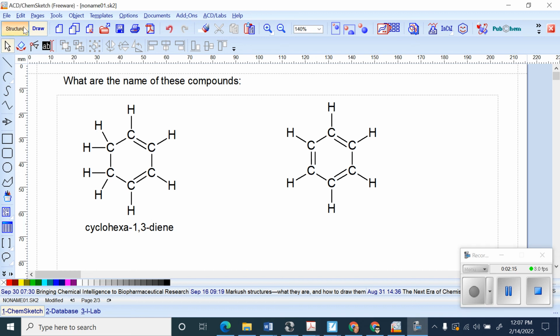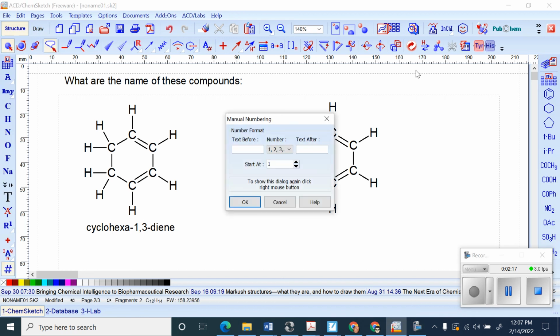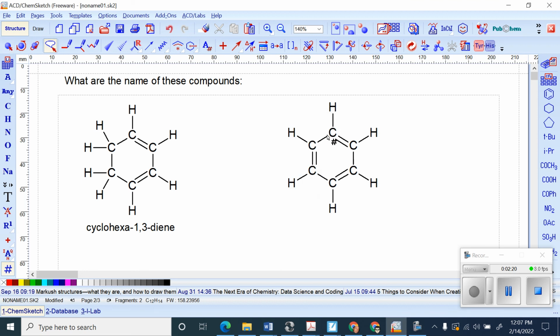Okay, so if we were using our rules, we would number our carbons: 1, 2, 3, 4, 5, 6. It looks like there is a double bond between the 1 and the 2 carbon, between the 3 and the 4 carbon, and between the 5 and the 6 carbon. So there are double bonds at the 1, 3, and 5 positions. Let's get rid of those for clarity.